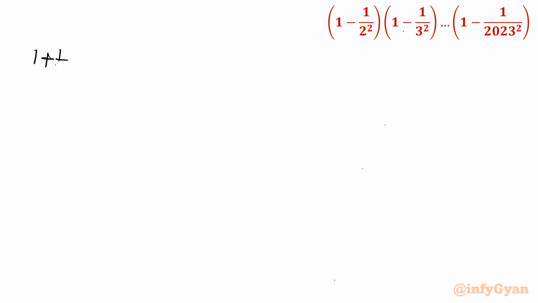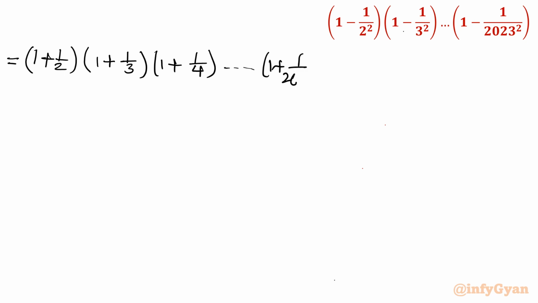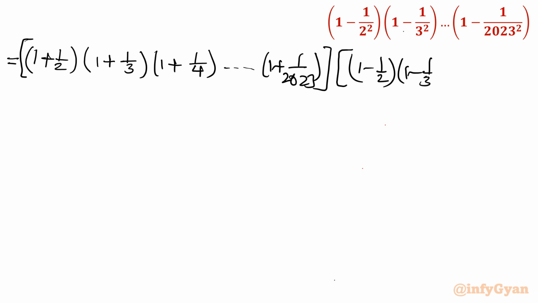1 plus 1 over 2, 1 plus 1 over 3, let me write one more term, 1 plus 1 over 4, dot dot dot, 1 plus 1 over 2023. Okay, this is my one basket. With product 1 minus 1 over 2, 1 minus 1 over 3, dot dot dot, and the last term 1 minus 1 over 2023. Bracket closed. Now let's solve this.